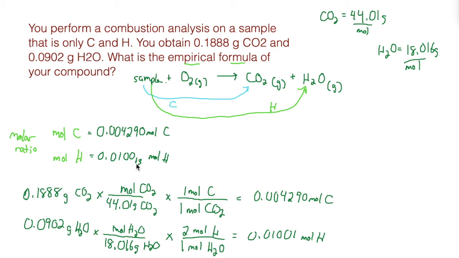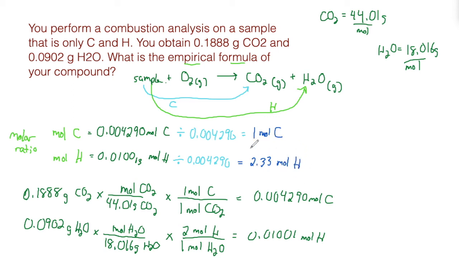So this is the molar ratio, but we do want to try to get some whole numbers so we can make a formula out of it. So we're going to divide both by the smaller number. When we divide the carbon by the smallest number, we end up with 1 mole of carbon. When we divide the hydrogen by that same number, we end up with 2 1/3 moles of hydrogen.